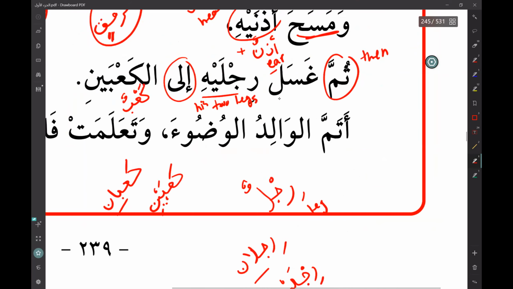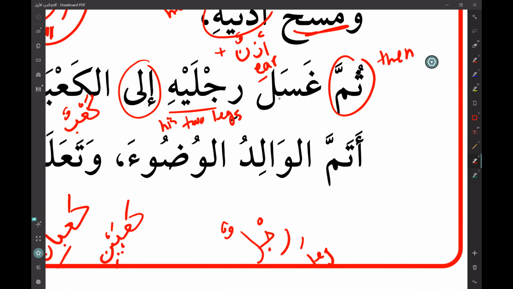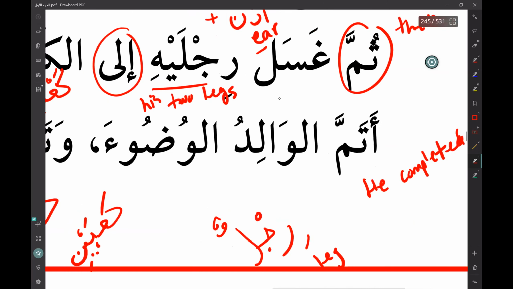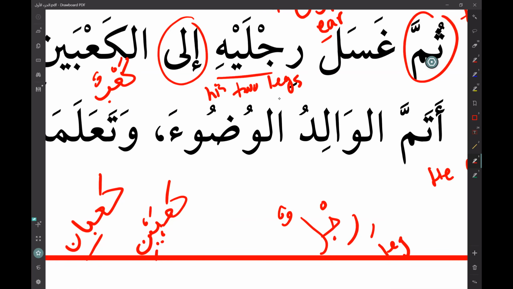Let's finish this line. Then we have atamma. Atamma is to complete. Atamma, he completed or concluded. So the father completed what? Al-wudu. He completed the ablution.